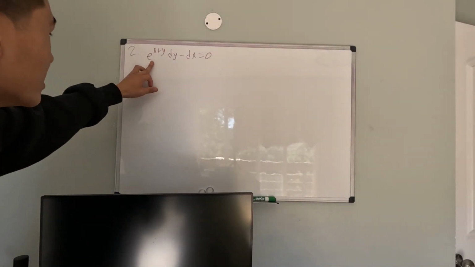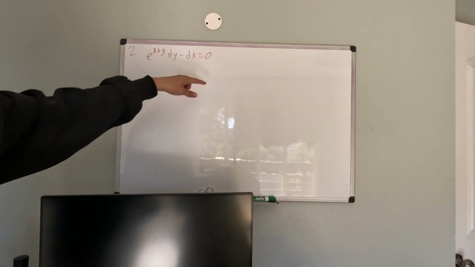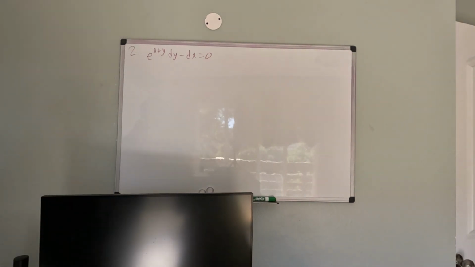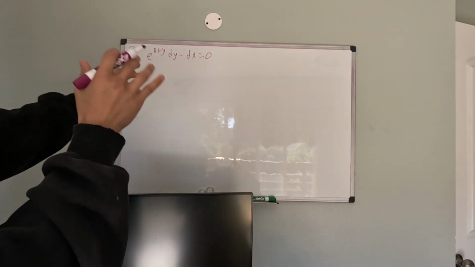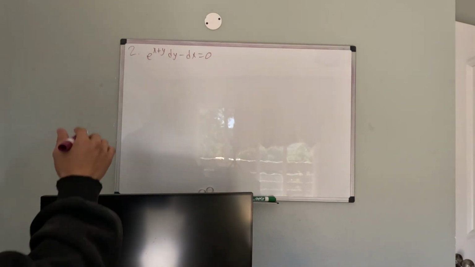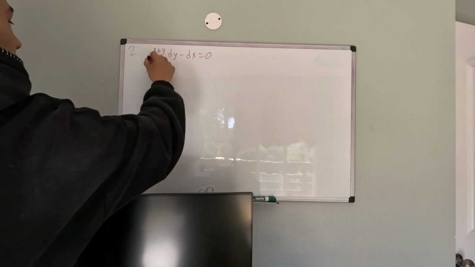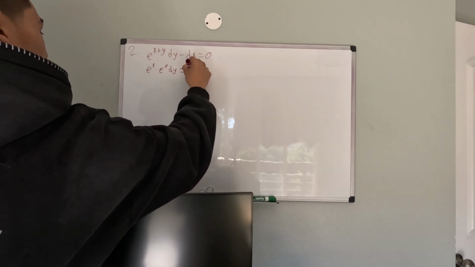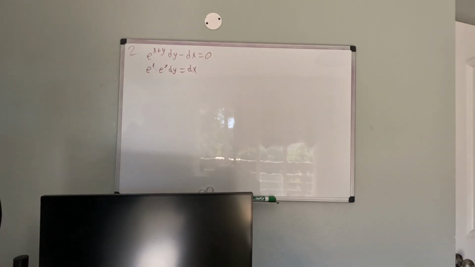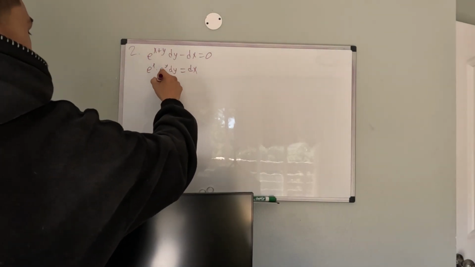As you can see here, e to the x plus y dy minus dx equals 0. All right, here, let's do this a little quicker. So first thing we could do, add dx to both sides. At the same time, you could see here that I'm going to rewrite this as e to the x times e to the y dy equals dx. Okay? And once you do that, let's divide both sides by e to the x.